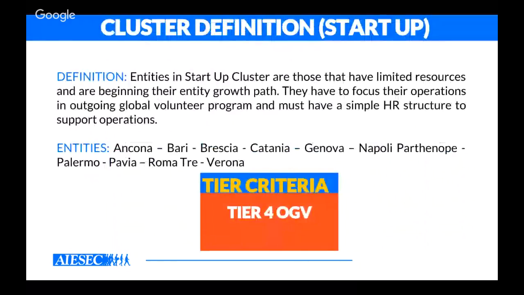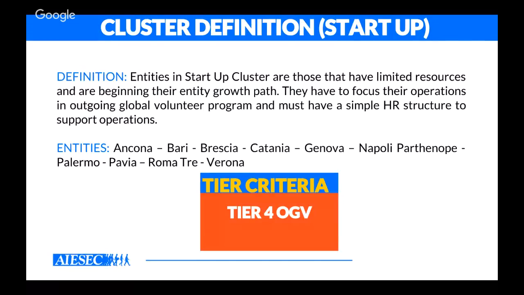I will not go through all of them, you can see them, so let's look at them. So the first cluster is the startup one. Right now we have 9 LCs there, and the LCs in this cluster are the ones who are on tier 4 on OGV. I don't know if there are LCs in tier 1 in another product, but if they cannot manage to upscale to the 3rd tier of OGV, they will stay in this cluster. Why? Because, as we were saying at the beginning, our focus is OGV.